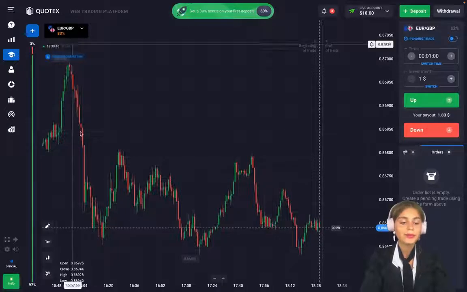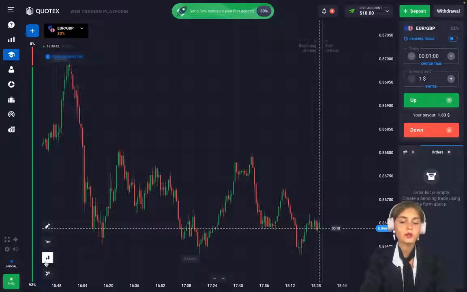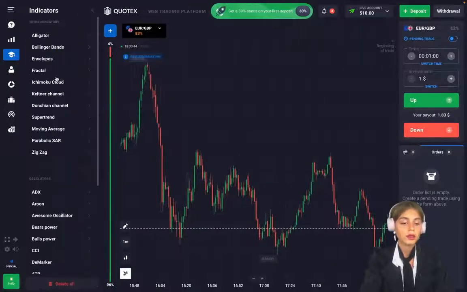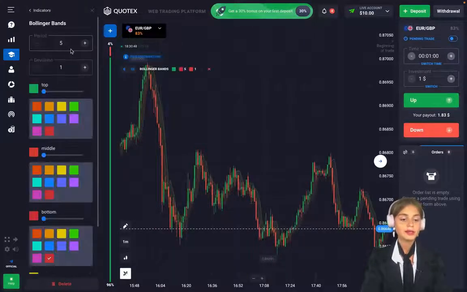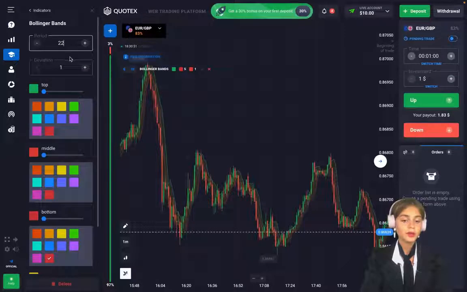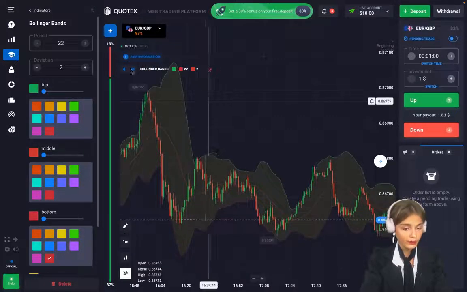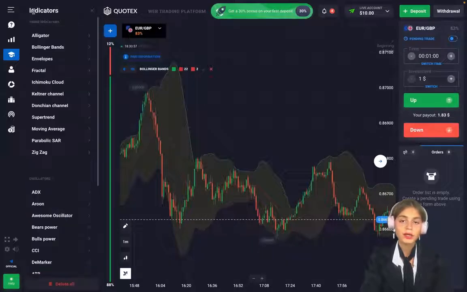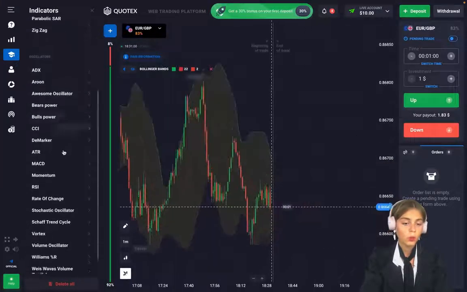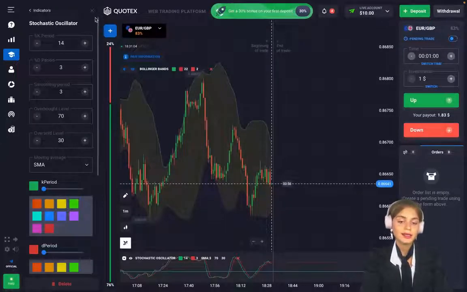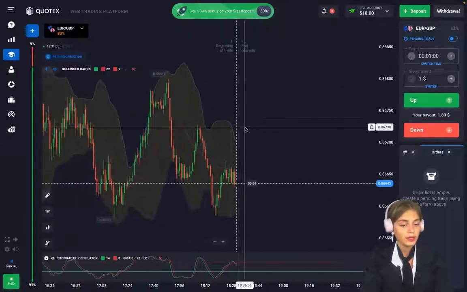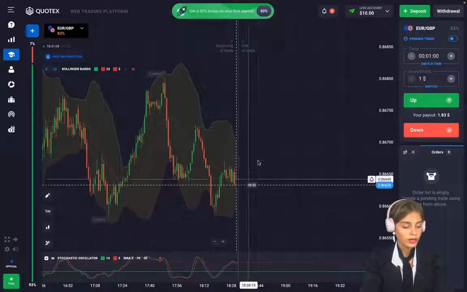Let's start. So the strategy for today is using Bollinger Channel. So we go to indicators. Okay, we see Bollinger Bands. Edit, set 22 as a period, which is important, and click Save. That's it, we don't need anything more than that. Well, we can add RSI or stochastic now. Let's apply stochastic with basic inputs, and well, we're done.